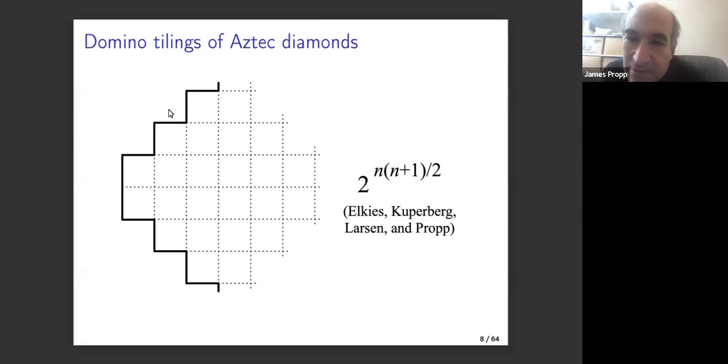So Noam Elkies, Greg Kuperberg, Michael Larsen, and I, a few decades ago, showed that for the Aztec diamond of order n, the number of domino tilings is always 2 to the power of n times (n plus 1) over 2. So that's just a nice formula, you know.